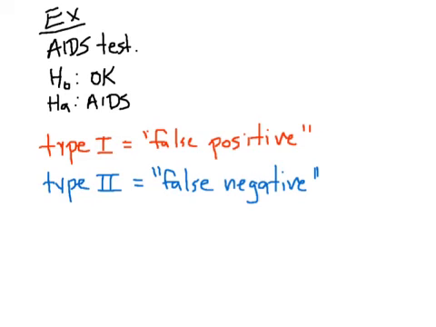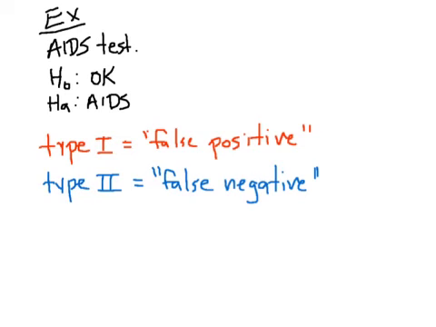Okay, think about a simple test for something like AIDS or some serious disease. The null hypothesis would be, again, usually everything is normal, so you don't have AIDS. The alternative hypothesis would be you do have AIDS. A type 1 error would be where you reject the null hypothesis where you should not. So that would be a false positive, where the test says you have AIDS, but actually you do not. Okay, and that would be a type 1 error.